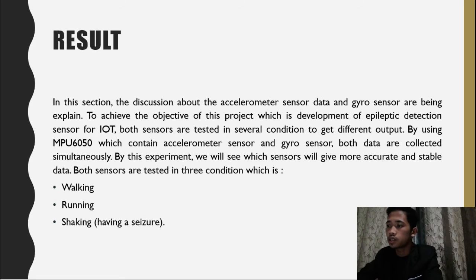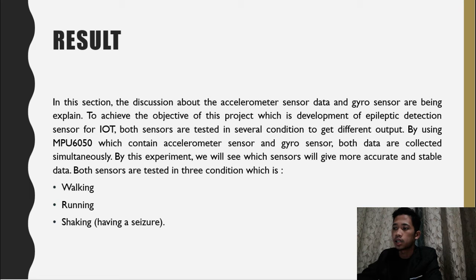In this section, the discussion about the accelerometer sensor data and gyro sensor data is explained to achieve the objective of this project, which is the development of an epileptic detection sensor for IoT. Both sensors are tested in several conditions to get different output by using the MPU 6050, which contains an accelerometer sensor and a gyro sensor. Both data are collected simultaneously. By this experiment, we will see which sensor gives more accurate and stable data. Both sensors are tested in three conditions, which are walking, running, and shaking.